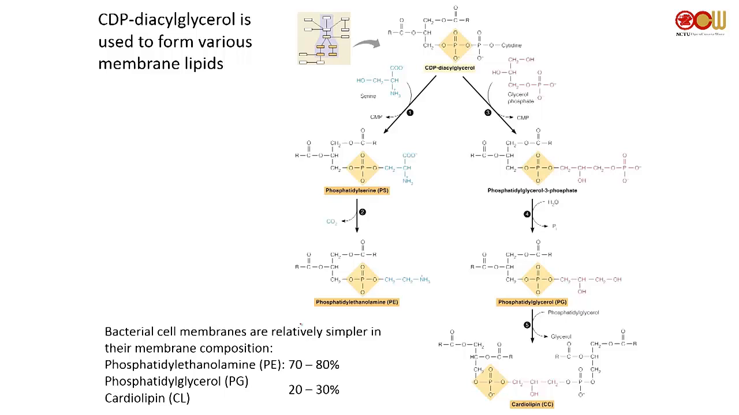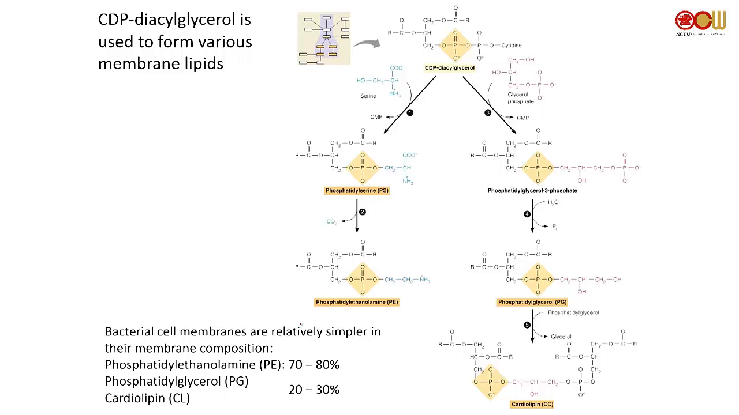So once your PS gets decarboxylated, you form this thing called PE, phosphatidylethanolamine. Essentially, you just lost the acid group of the serine, it becomes CO2, and now you have ethanolamine left, and that's PE. As you can see on the bottom here, bacterial cell membranes are relatively simple in terms of their membrane composition. Phosphatidylethanolamine, the PE portion, accounts for 70 to 80%, and the other stuff makes up 20 to 30. So bacteria is very, very simple.